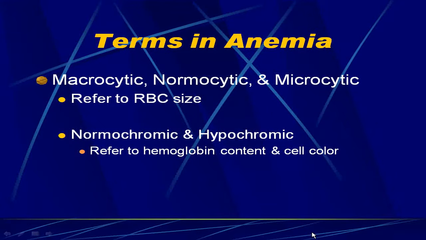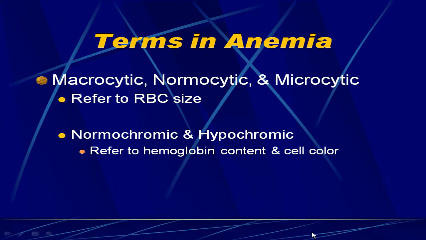Some terms that we have to look at when we're talking about anemia are macrocytic, normocytic, and microcytic, and all of these refer to the size of a red blood cell. When we're looking at a macrocytic red blood cell, this is a red blood cell that's large in size. A normocytic red blood cell is normal in size and color, and then you have a microcytic red blood cell that is small in size and also pale in color.